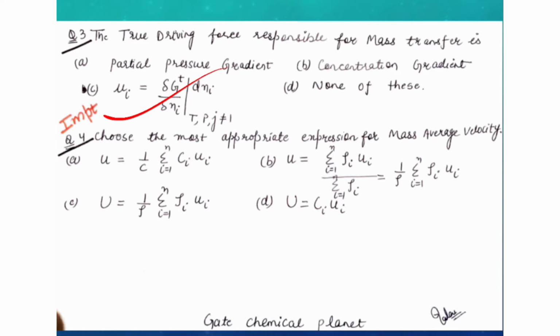So now we will come to question number 4. Choose the most appropriate expression for mass average velocity.